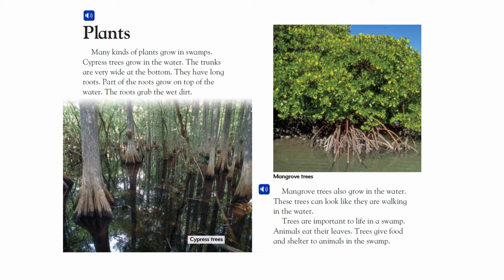Mangrove trees also live in the water. These trees can look like they are walking in the water. Trees are important to life in a swamp. Animals eat their leaves. Trees give food and shelter to animals in the swamp.